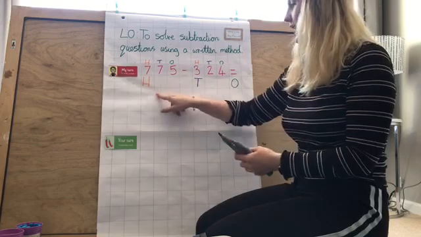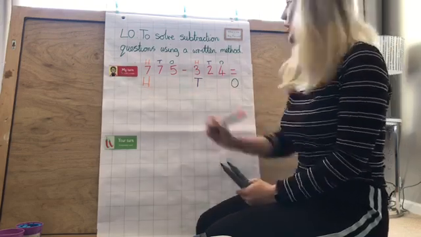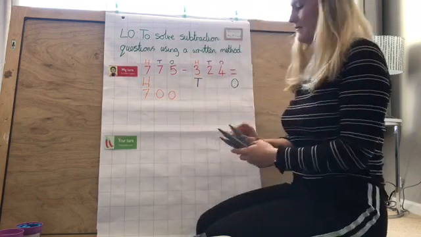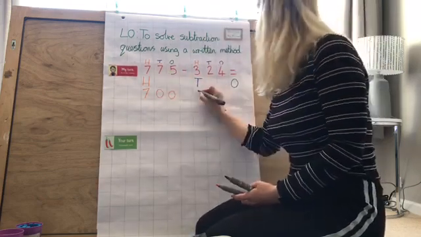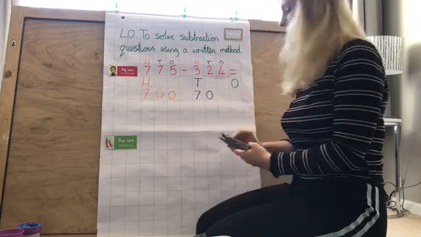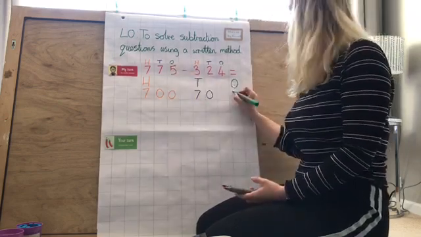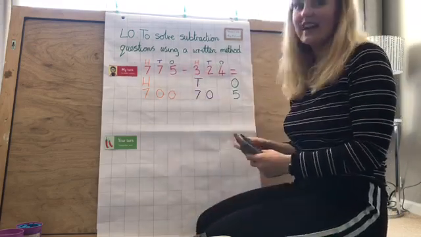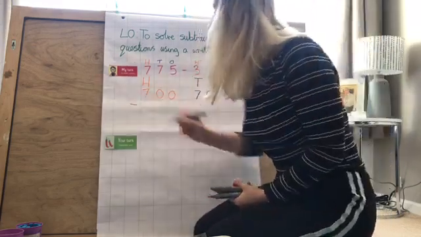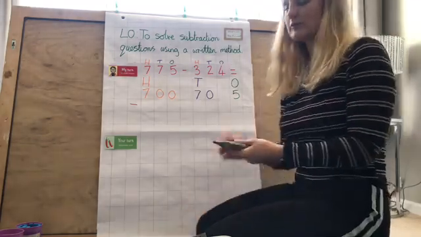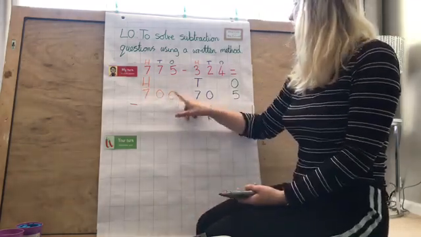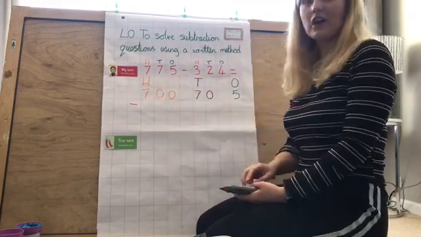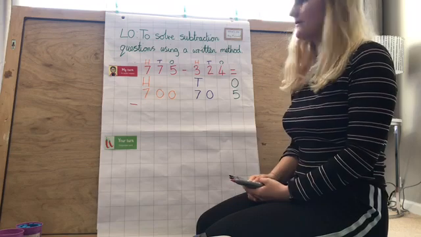Okay, so my first number is 775. I'm going to write that underneath my hundreds, tens and ones. 700. Tens is 7. So that's 70. Ones, 5. Now my question is asking me to take away, so it's really important I put that here so I don't get confused when I'm doing my workings out. So here's my first number, 775. It's important to do one number at a time so you don't get all confused.